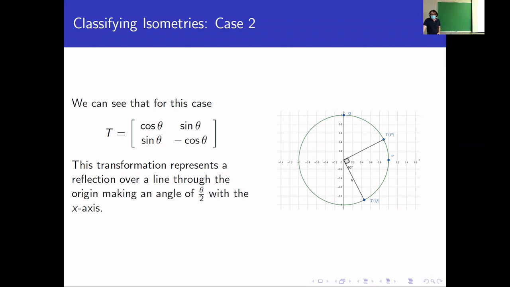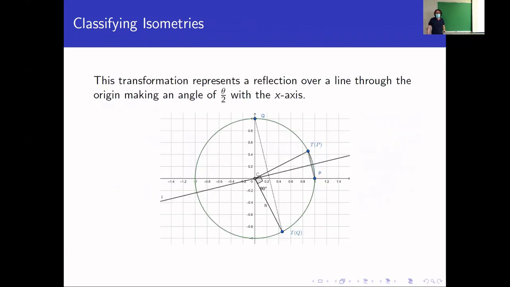Okay, now I'm claiming down here that this transformation represents a reflection over a line through the origin that makes an angle of theta over 2 with the x-axis. Okay, it might not be obvious from the matrix because it looks basically the same as the other one. The only difference is that instead of the minus being in the upper right, the minus is in the lower right.